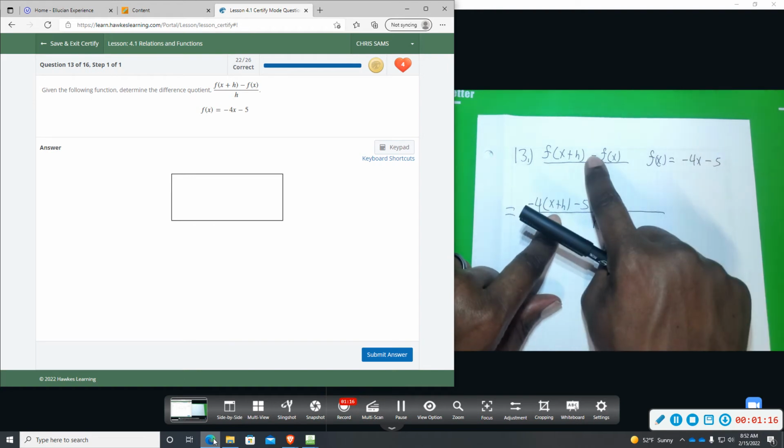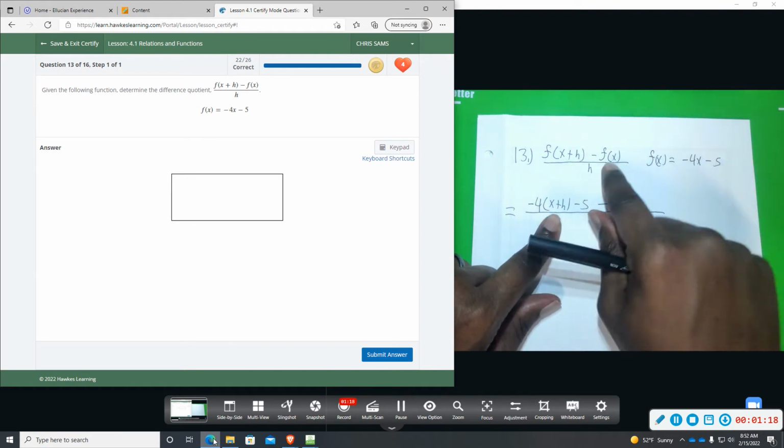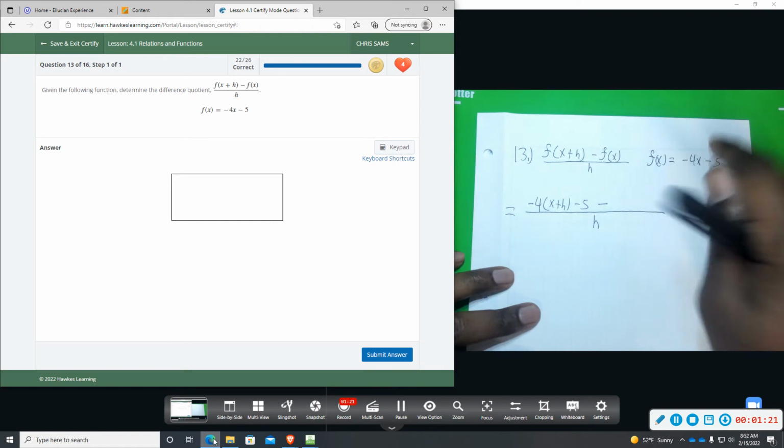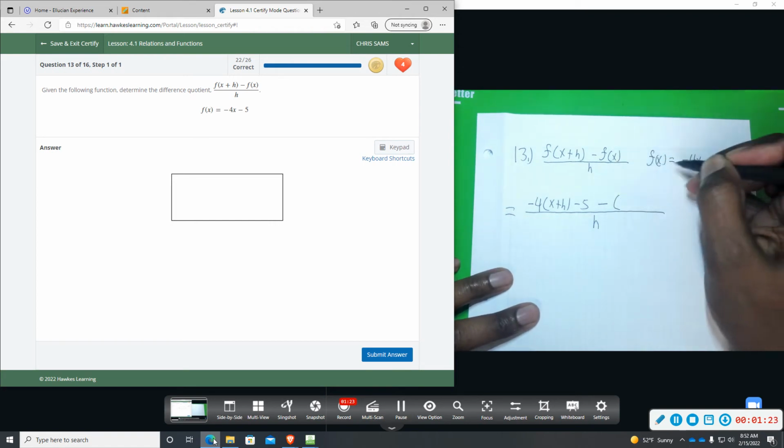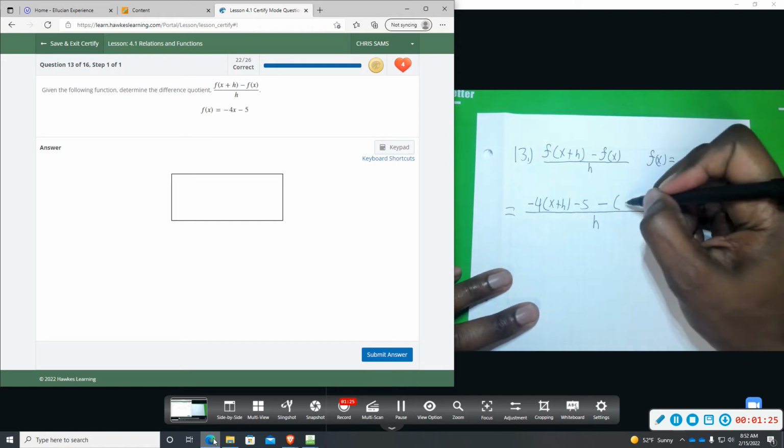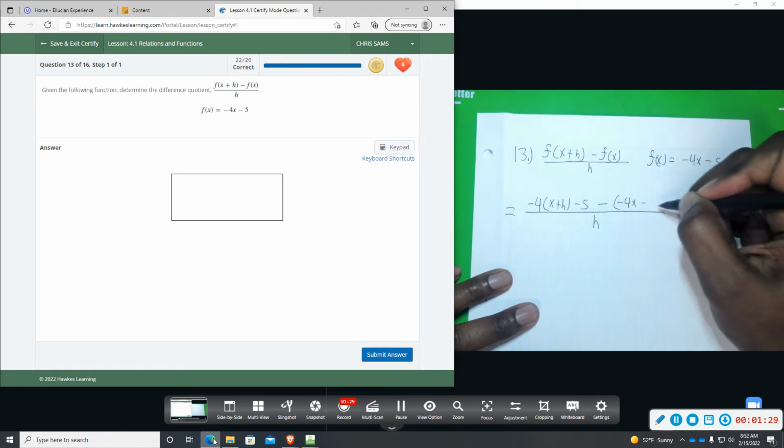And then we have to subtract f of x, which is this original equation. Always put that in parentheses at first because you have to distribute that negative. So minus 4x minus 5.